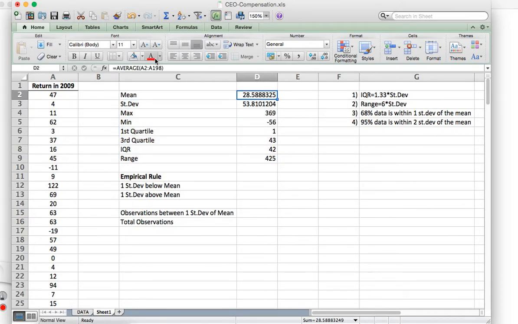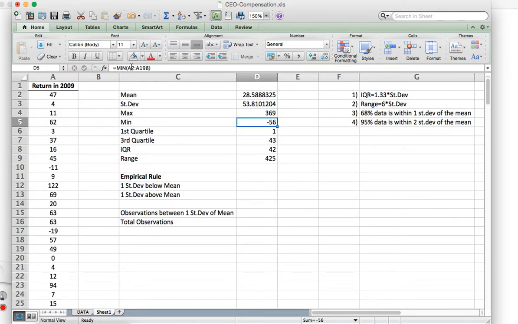First, the mean formula is, as you can see, the usual average. Standard deviation formula is again the STDEV formula. Max formula is maximum. Now the data here, by the way, quickly, is the returns in 2009 that we used in the class for the CEO compensation regression. Remember? So this is the data.